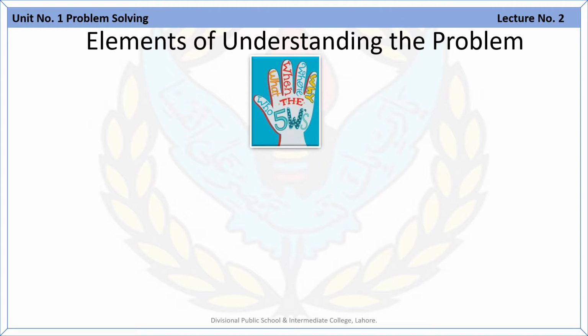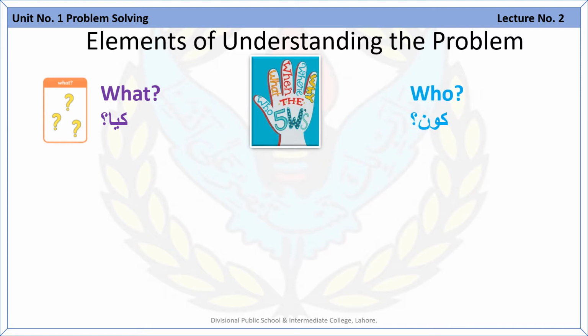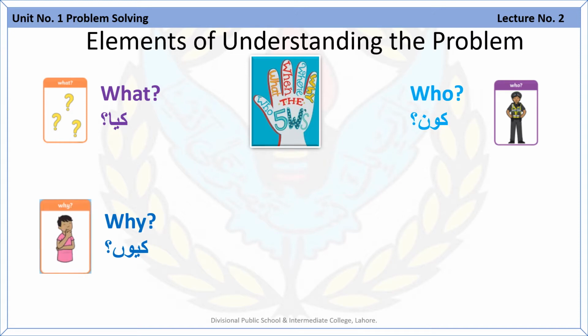First W is what? Kya. It is about the description of the task, the activity or the problem. Second is who? Kaun. This is about identifying people who may have direct or indirect involvement in causing or contributing to the issue or problem. Third W is why? Kyun? It describes the motivation or the objective or the justification, the reason behind a method of working.